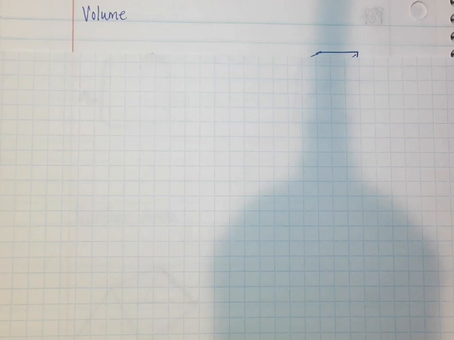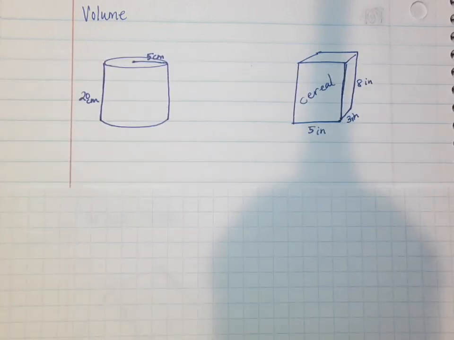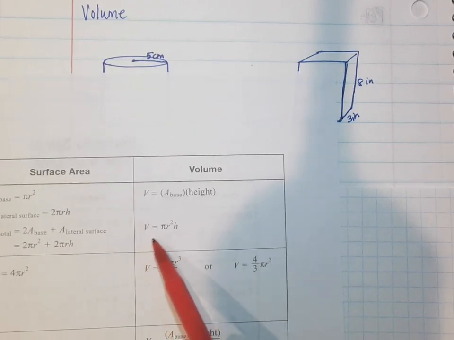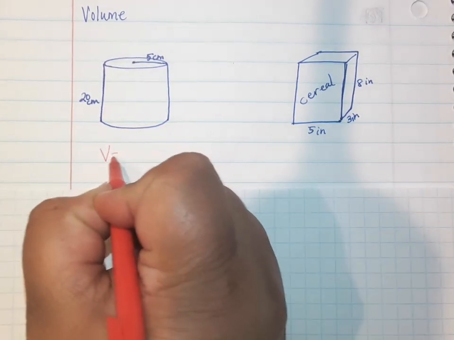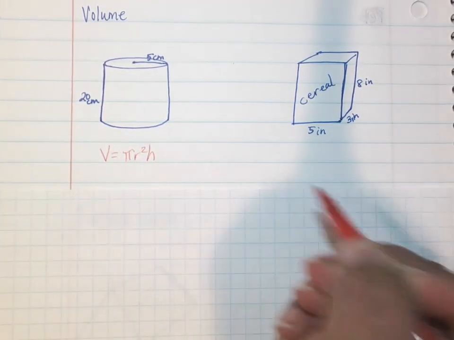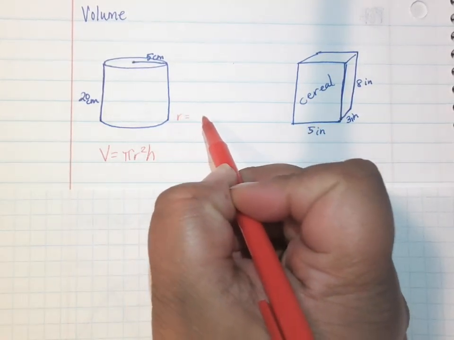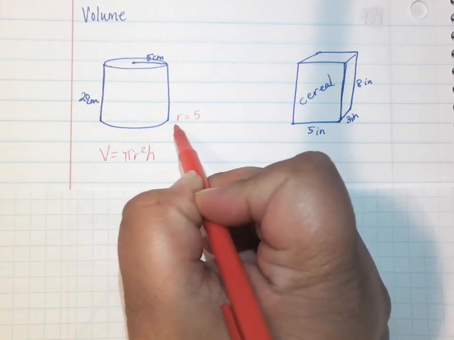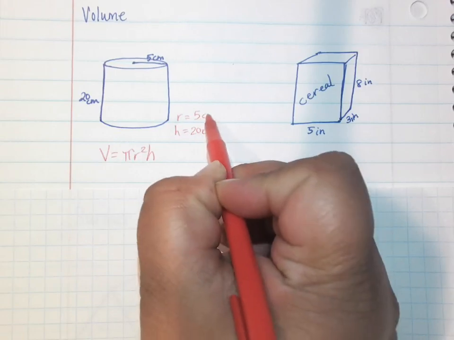Volume is the space inside a 3D shape. So we have here a cylinder, and on the formula page it says the volume formula is pi r squared h. So let's go ahead and label our variables. Radius is 5 centimeters, height is 20 centimeters, and we just plug in the values.